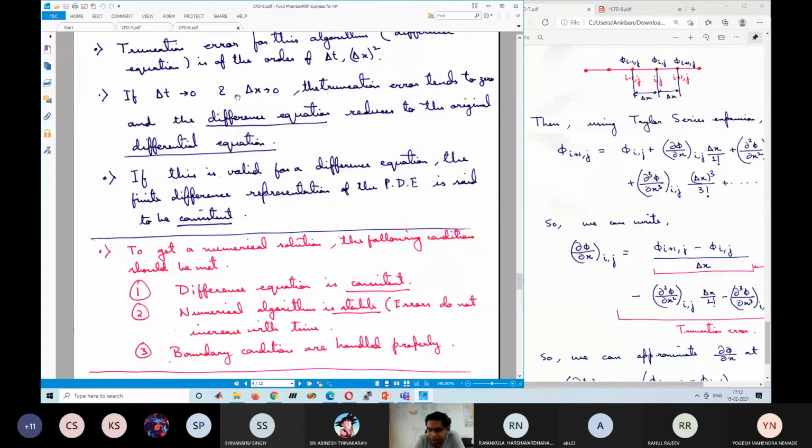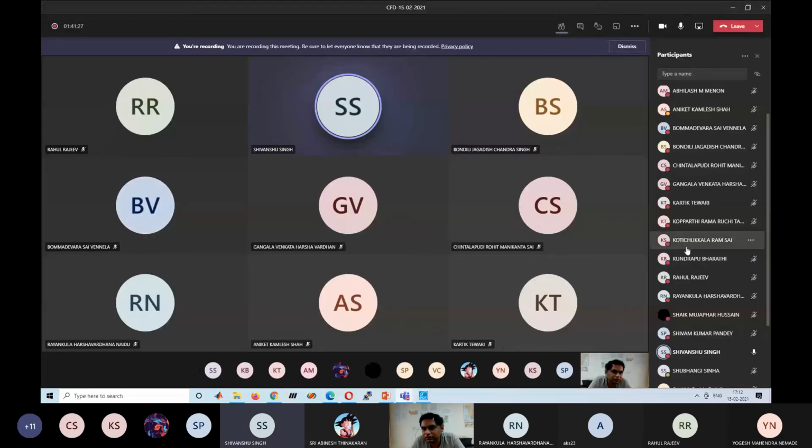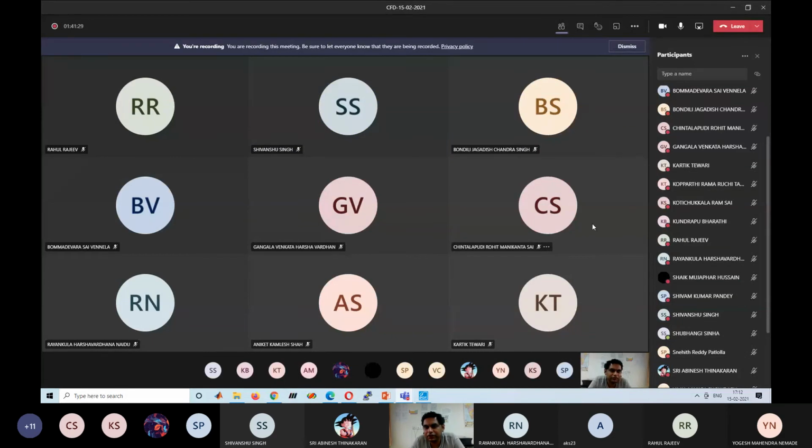Very easy question. If both the terms are first order, delta t and delta x, and delta t and delta x go to 0, will the truncation error become equal to 0? Shivangshu or anyone else who is there? Shivangshu has already answered: No, sir. Shubhangi, what will happen?